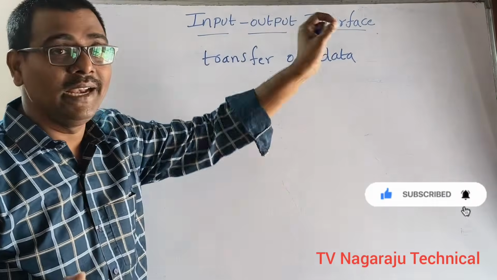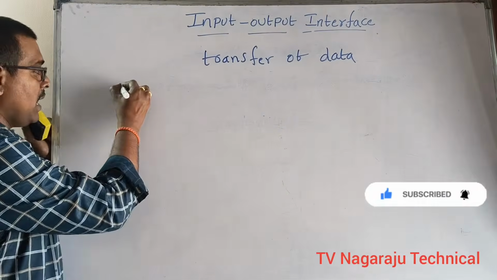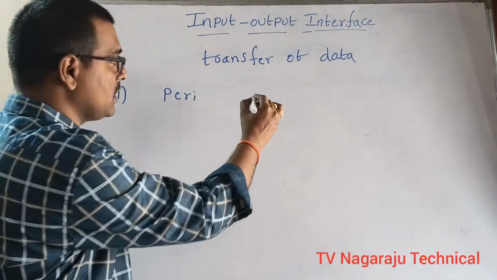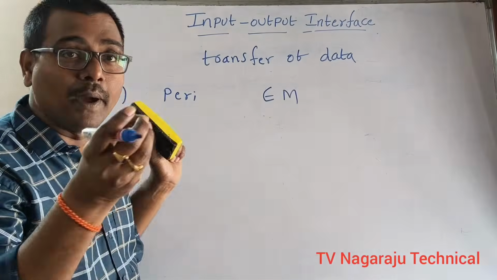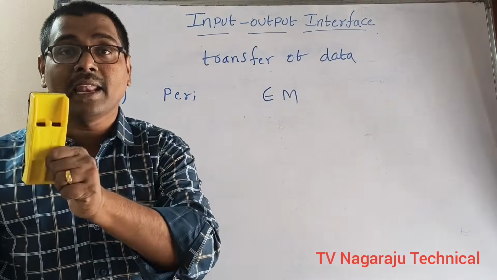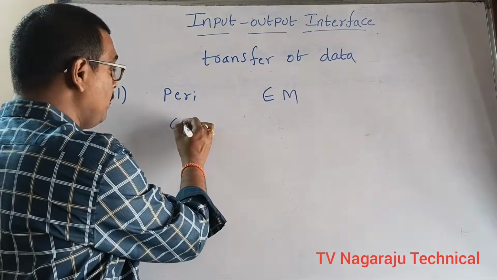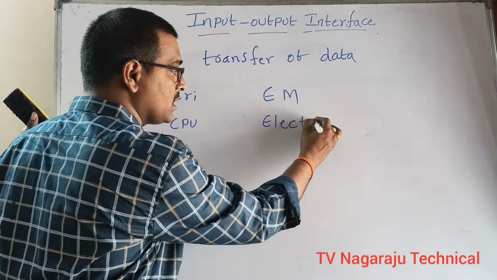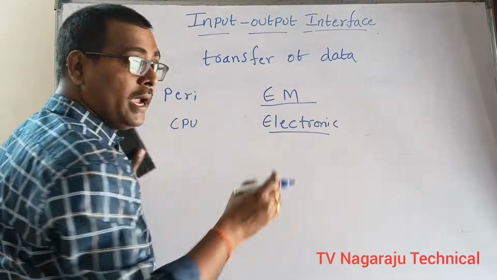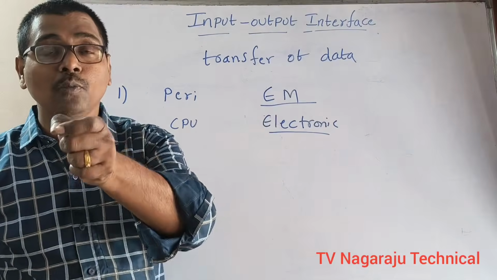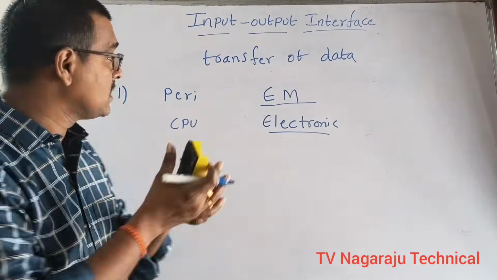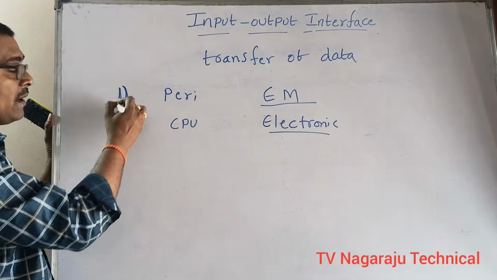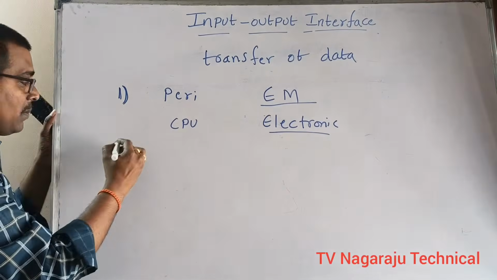First of all, what is the need of this interface? Remember, the peripherals, the I/O devices, are made using electromechanical and electromagnetic parts, but the CPU and memory are made with electronic devices. That means these two are made with different types. Now if you want to provide communication, you need to change the signal from electromechanical or electromagnetic to electronic. So one conversion is needed, changing the signal from one type to another.